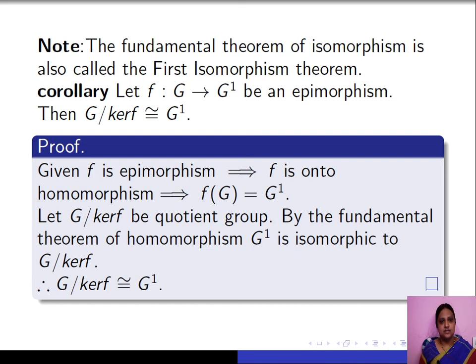So the corollary is very simple. Epimorphism means onto. Onto means f of G is equal to G dash. The homomorphic image is G dash. Now G by kernel f is the quotient group. According to the fundamental theorem, every homomorphic image, that is here G dash, is isomorphic to the quotient group. The quotient group is G by kernel f. That's all. If A is isomorphic to B, then B is isomorphic to A. So in this way we can prove the corollary also.